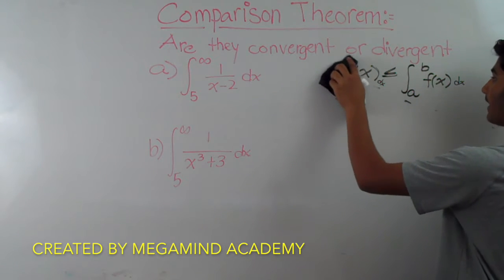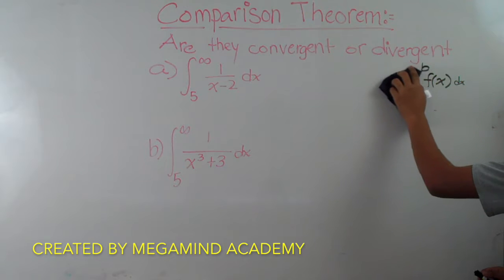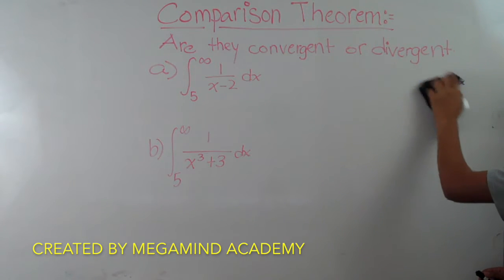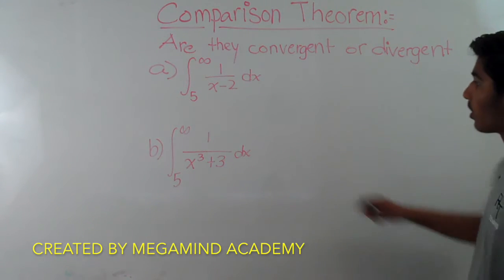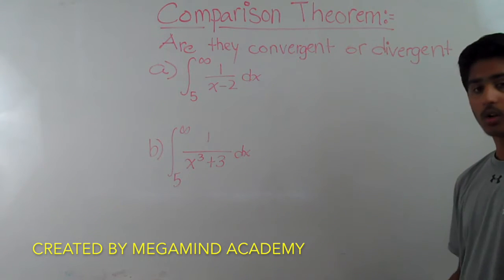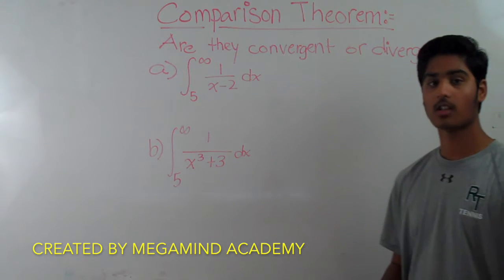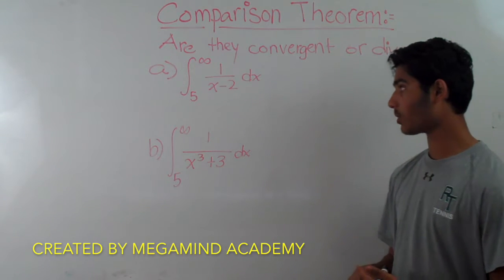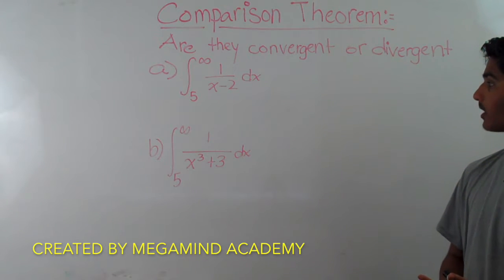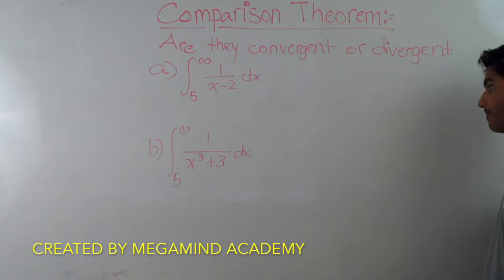So for problem A, can you think of a function that is less than or greater than 1 over x minus 2? Well, there's one particular function that comes to mind. Usually we want to think of parent functions because parent functions are the easier ones to calculate integrals of. The one parent function that comes to mind here is 1 over x.